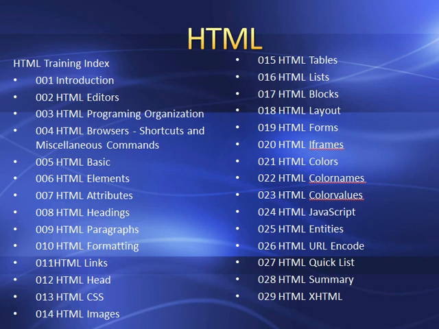style sheets. I'll get into that more when we get in there. Images, how to display images, how to do tables, lists, blocks, layout, forms, iframes, colors, color names, color values, how to integrate JavaScript, how to deal with entities, URL encoding, quick list. Basically, it's a quick list, and you'll see when we get down to that. A summary of everything. When I end it, I should summarize it, and then a little bit about XHTML. After this set of videos, there'll probably be another set which will go into more of the things in the new current version. This is more of the standard HTML, and we'll go into HTML5. So that should end this introduction.